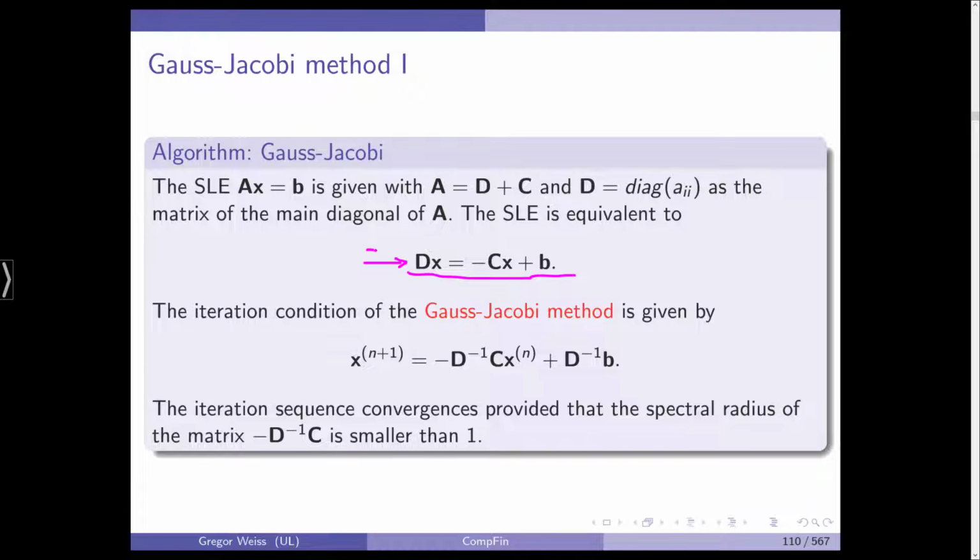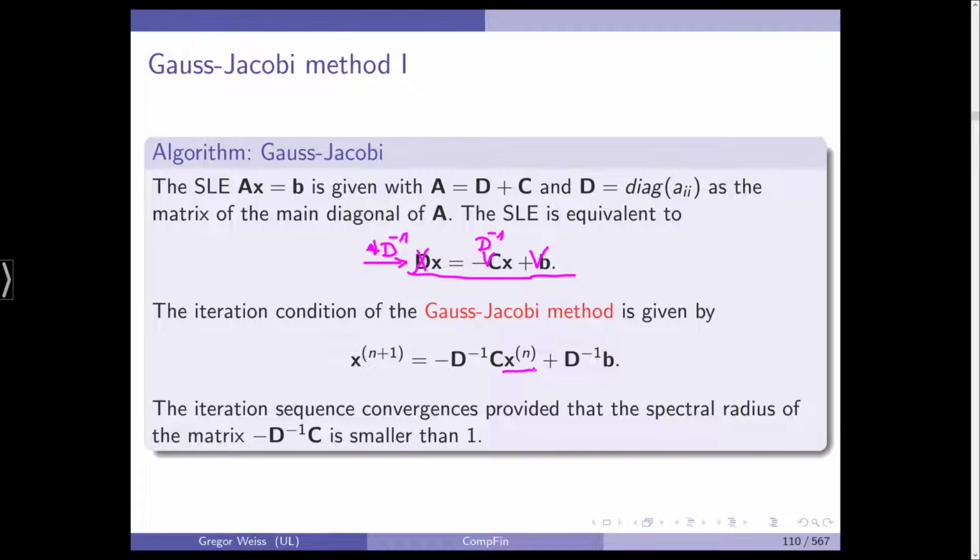So we are putting D inverted in front here, and thus it becomes x. And then we have to multiply D inverted in here and also in here, and thus we get x equals minus D inverted times C times x plus D inverted times b. And we are now switching from x and x to xn plus 1 in the next step, and here with the previous solution xn.